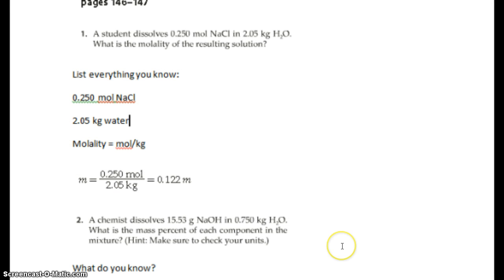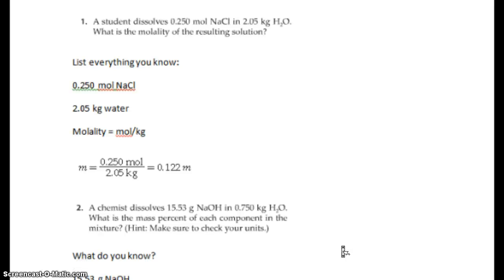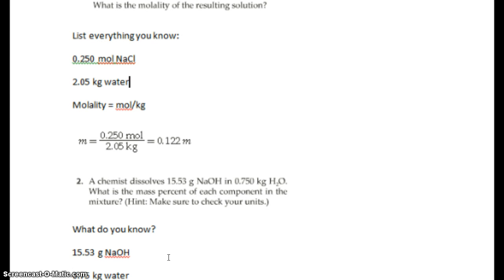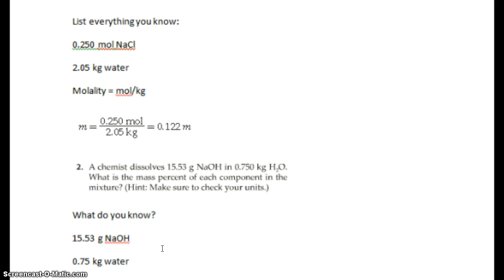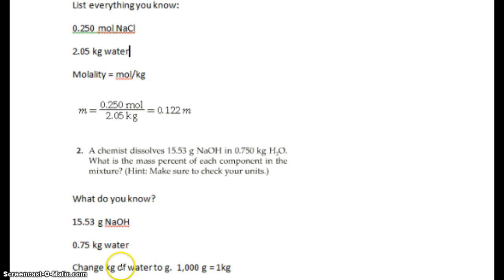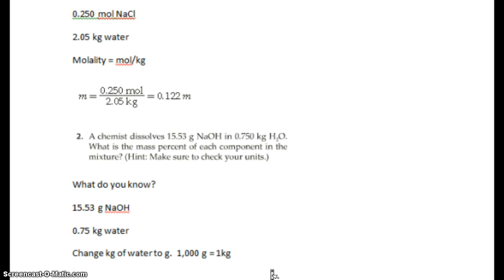A chemist dissolves 15.53 grams of sodium hydroxide in 0.75 kilograms of water. What is the mass percent of each component in the mixture? And it says, hint, make sure to check your units. What do I know? I have 15.53 grams of sodium hydroxide. I have 0.75 kilograms of water. Well, we need to change kilograms to grams, and 1,000 grams equals 1 kilogram.